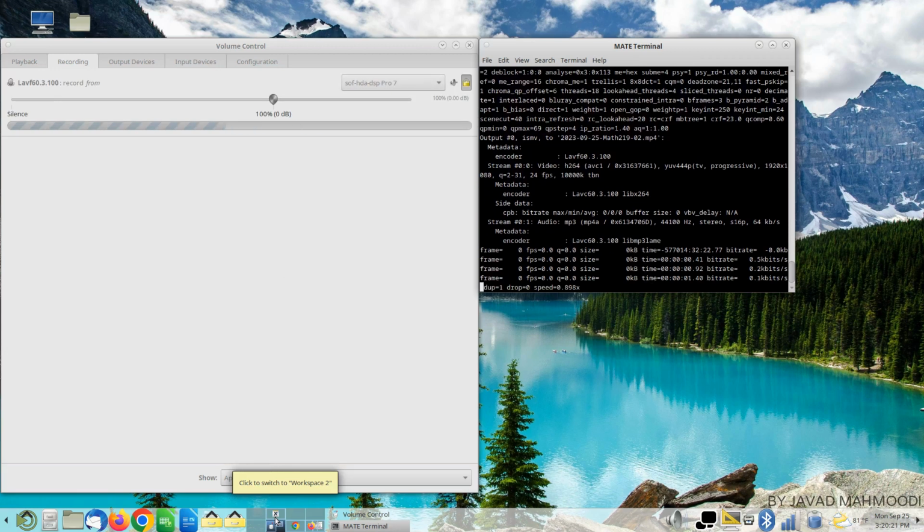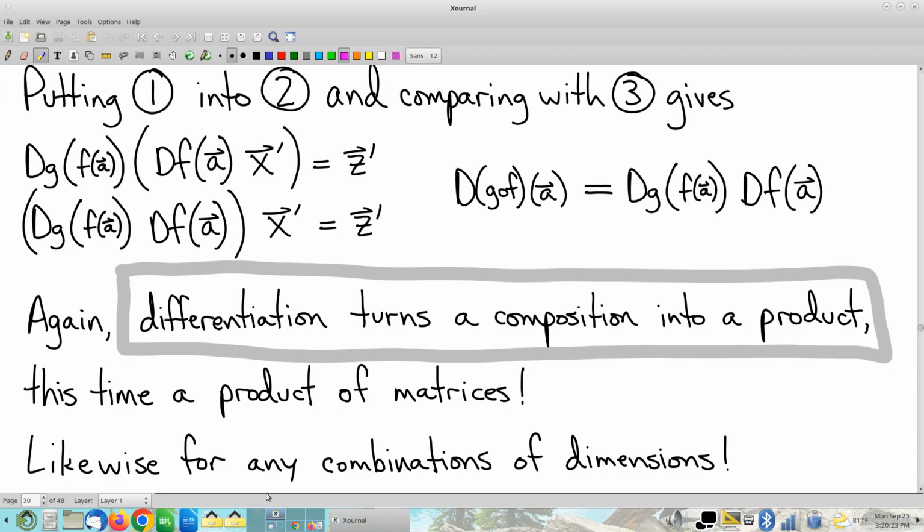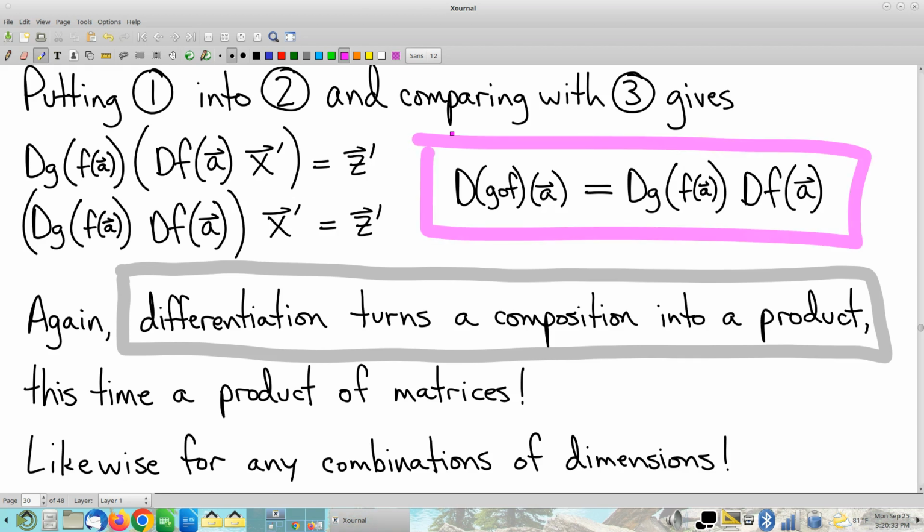Okay, time to get started. So last time we finished by stating our general form of the chain rule. The big idea of the chain rule is this right here. The act of differentiation turns a composition into a product. Or said differently, the derivative of a composition is the product of the individual derivatives.